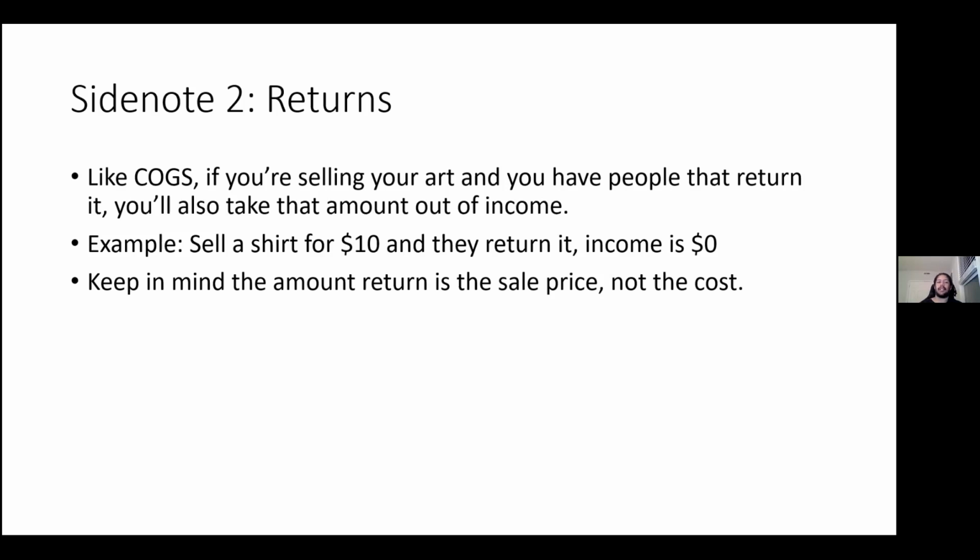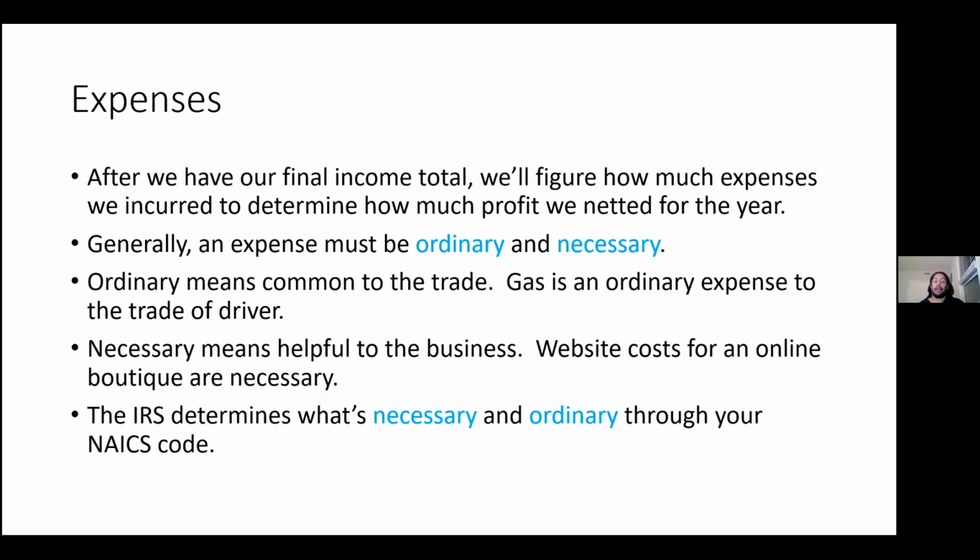Pretty self-explanatory stuff, but I just like to break that down because it is a function of the income portion of the Schedule C. So now we've taken our income, now we're going to expenses. After we have our final income total, we'll figure out how much expense we incurred to determine how much profit we made, right? Pretty self-explanatory.